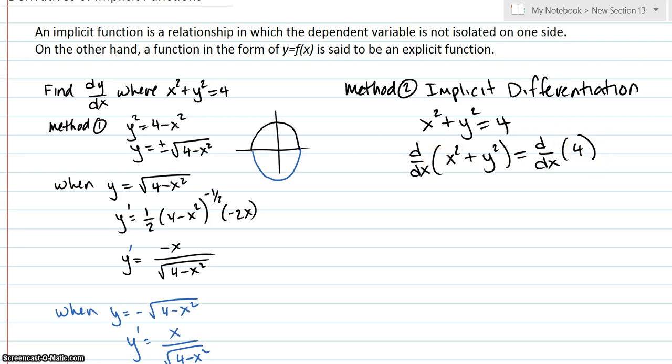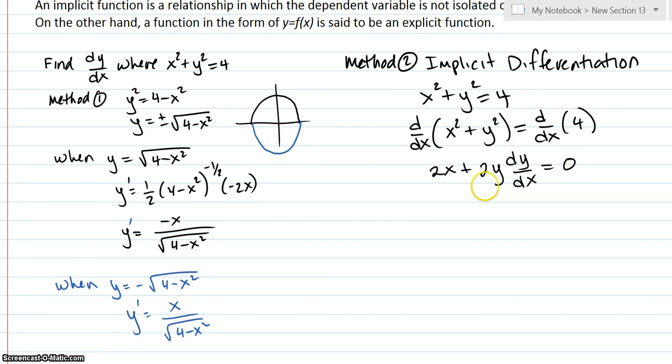The derivative of x squared is just 2x. The derivative of y squared, so y is some function of x, part of it is at least. So what this is going to be is going to be the chain rule. It's going to be 2y times the derivative of the inside. And the derivative of the right, a constant, the derivative of a constant is 0. I'll explain this in a second, but let's go ahead and solve for dy dx.